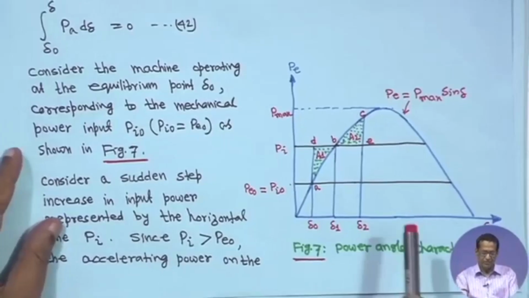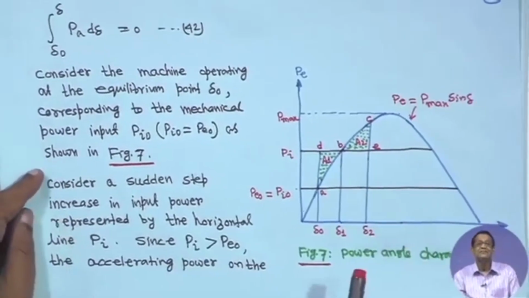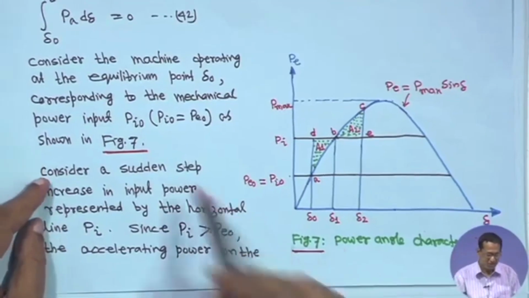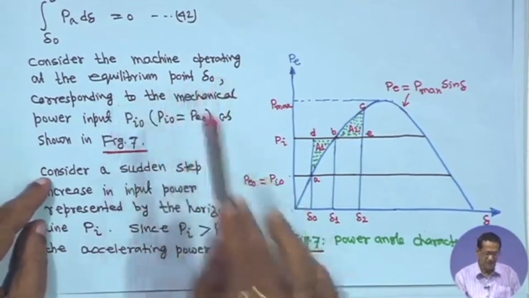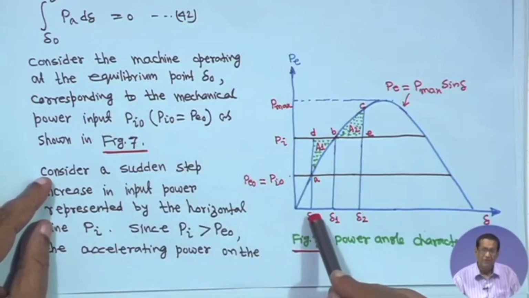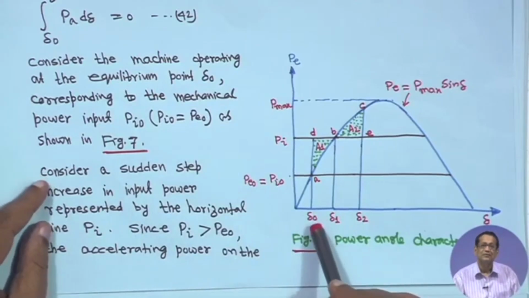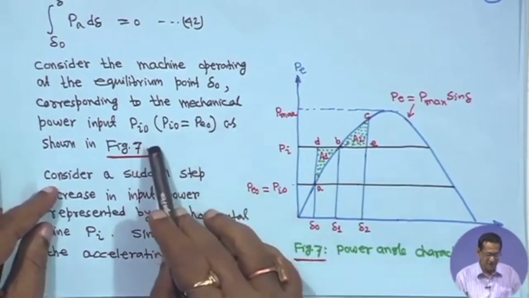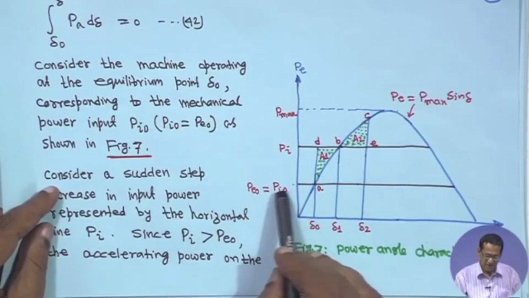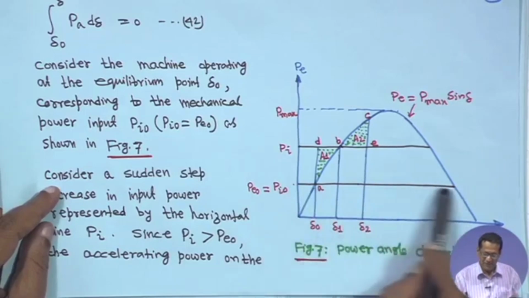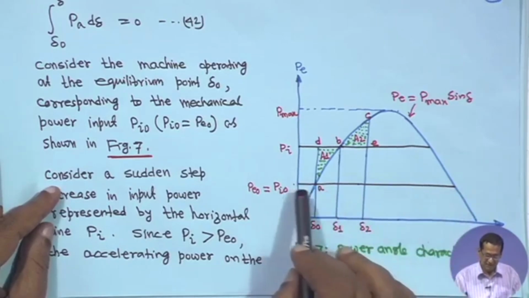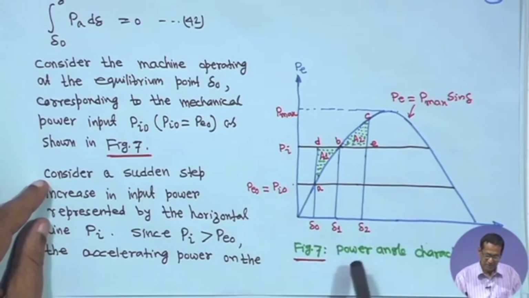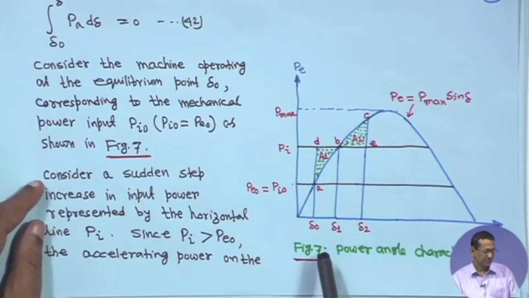Now, we will come to what is the equal area criterion. Consider the machine operating at the equilibrium point δ0. This is the equilibrium point, that is δ0, and corresponding to the mechanical power input Pi0. This is the mechanical power input, this horizontal line. We are writing P0 equal to Pi0, as shown in figure 7.